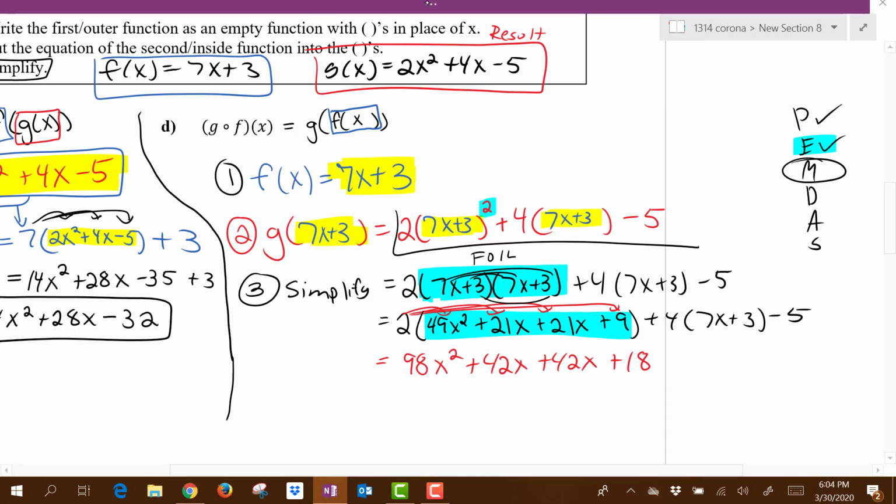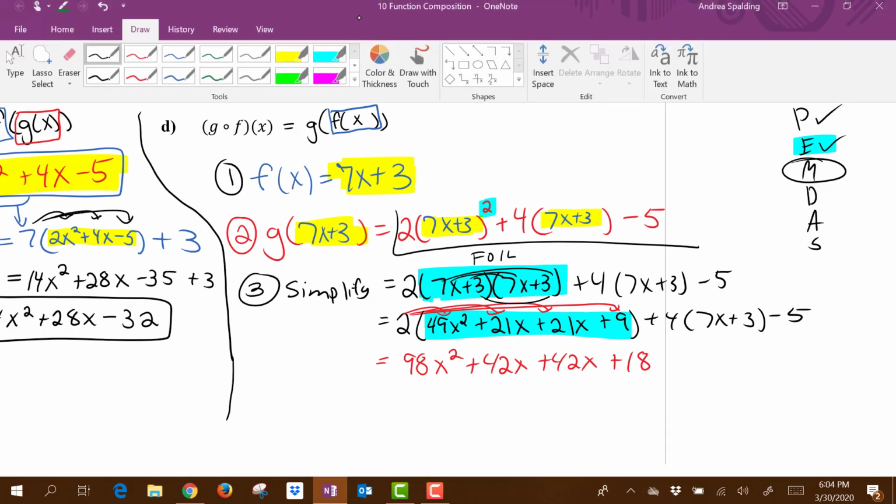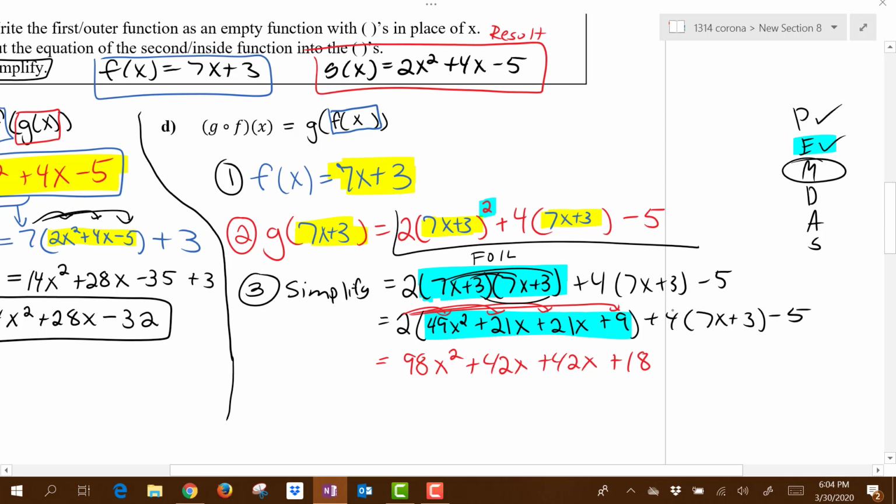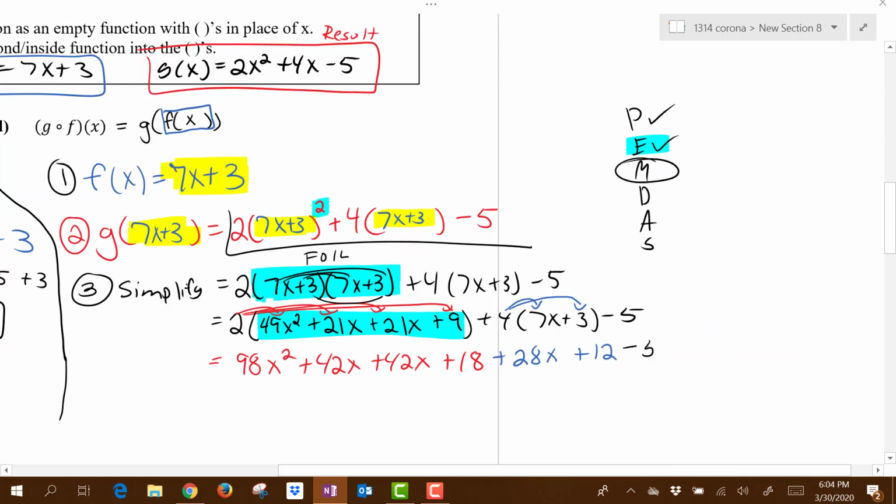Alright, we can do the same thing here. I can distribute the 4. Doing a distribution is really multiplication, and we're in that multiplication phase. So 4 times 7x gives me 28x, plus 4 times 3 is 12, down that minus 5 from the previous step. Alright, now we're just going to combine like terms.